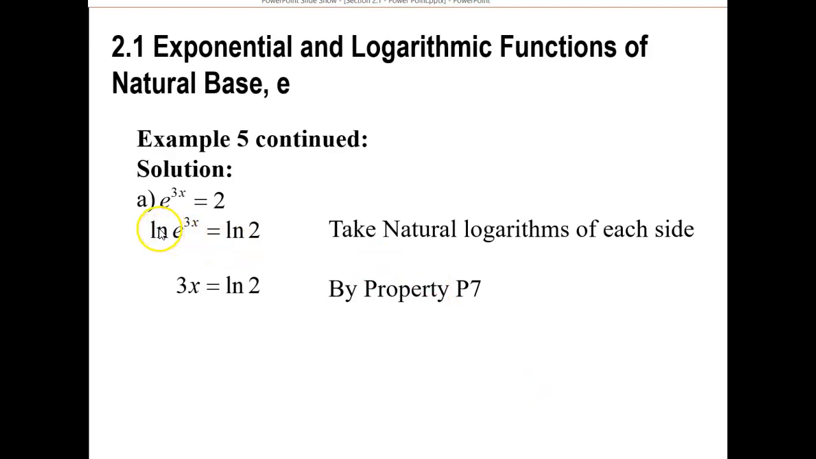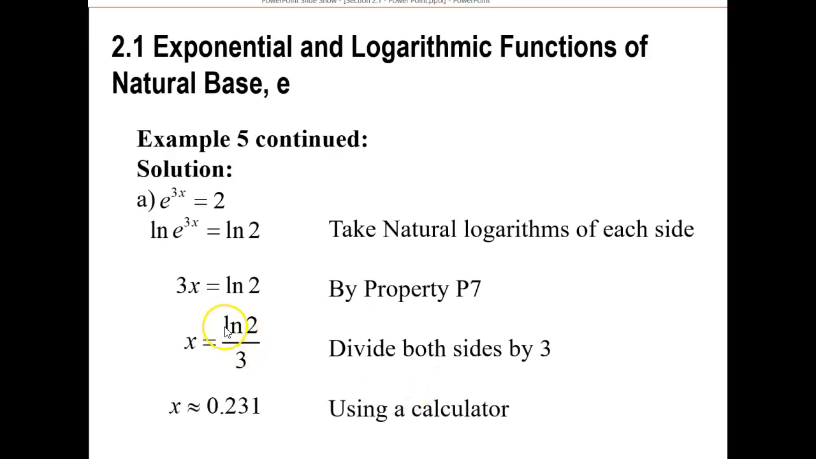When I take the natural log here, the benefit is that because that's base e and this is e, this will simplify to just 3x. The other side will stay natural log of 2. And then we can just divide by 3 and get the value of x. So the natural log of 2 divided by 3. And then on your calculator, you would simply type ln 2, close your parentheses, divide by 3, and hit enter, and this should be your decimal.